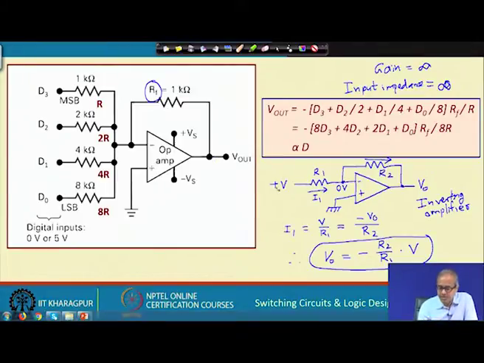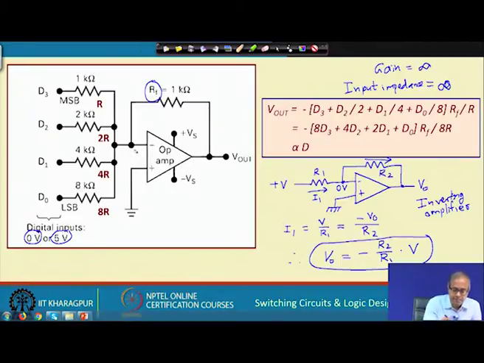And in the input, instead of a single voltage, we have connected several resistances, and D 3, D 2, D 1, D 0, 4 voltages. And because these are digital voltages, they can be either 0 or 1. Let us say 0 means 0 volts, 1 means 5 volts.